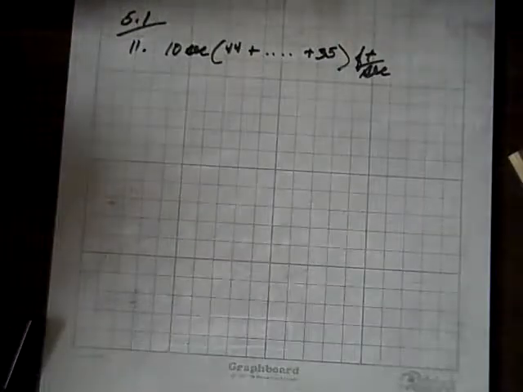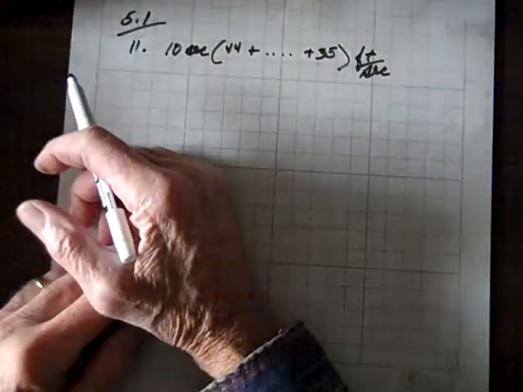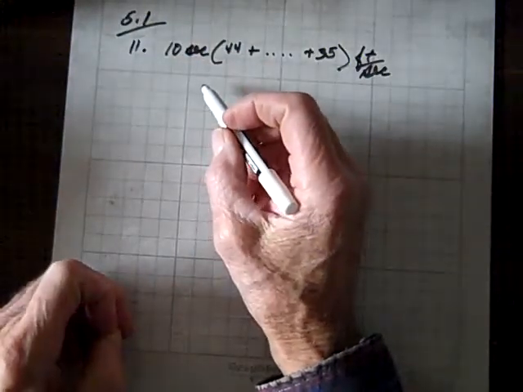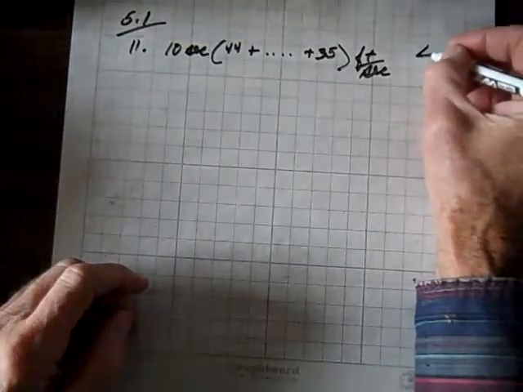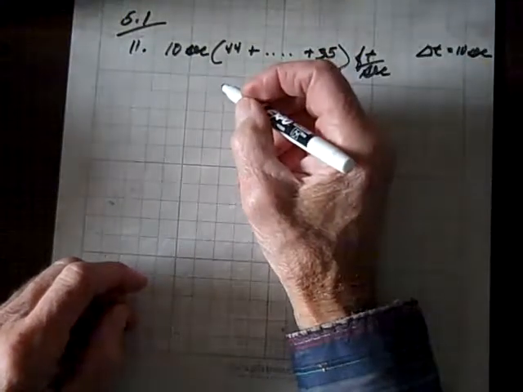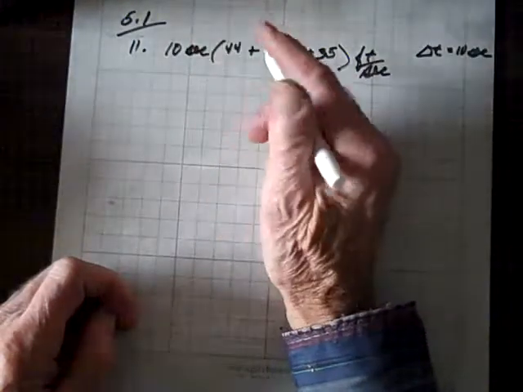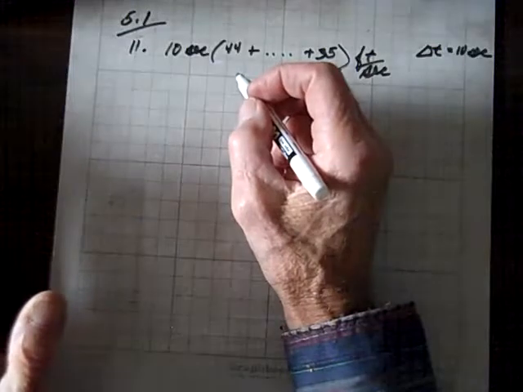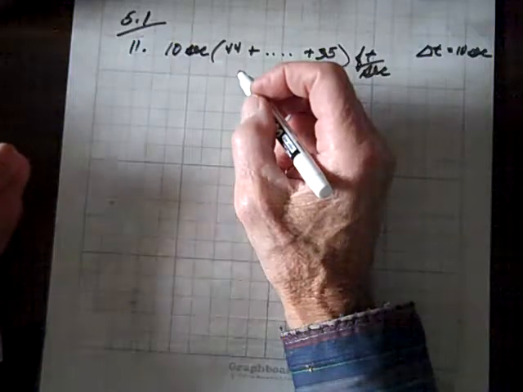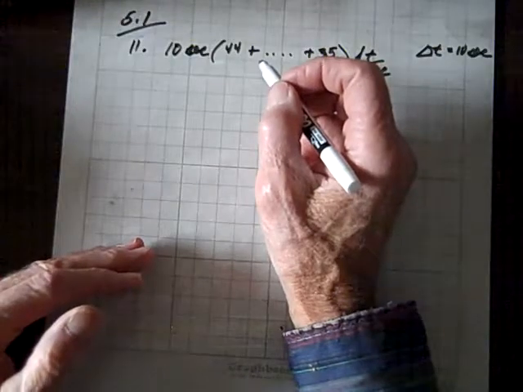Okay, now we're doing question 11, and we just have to estimate the distance traveled. We're given intervals of 10 seconds, so delta t equals 10 seconds. And we're given the speed at each 10-second interval, and we're going to look at the right endpoint. So we're going to skip the first entry, which is 0, and go to the next entry, which is 10 and 44 feet per second.